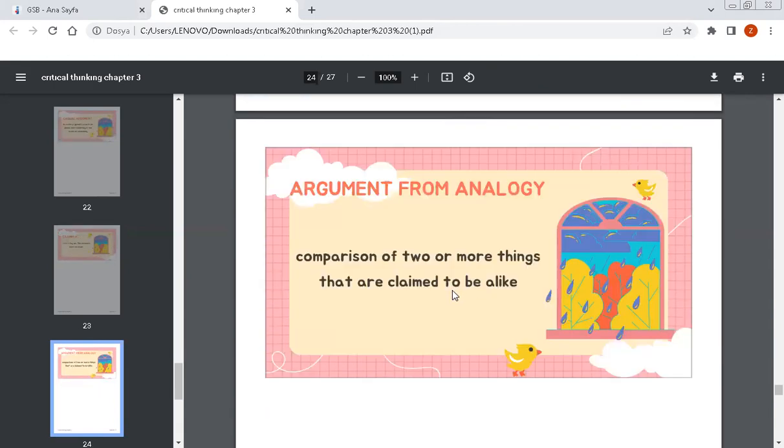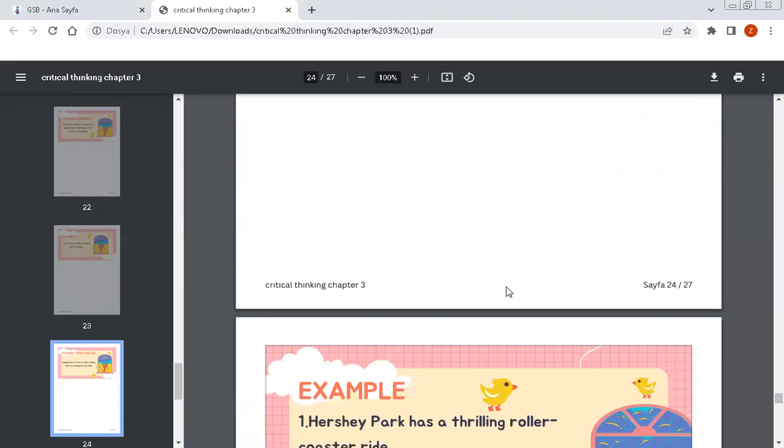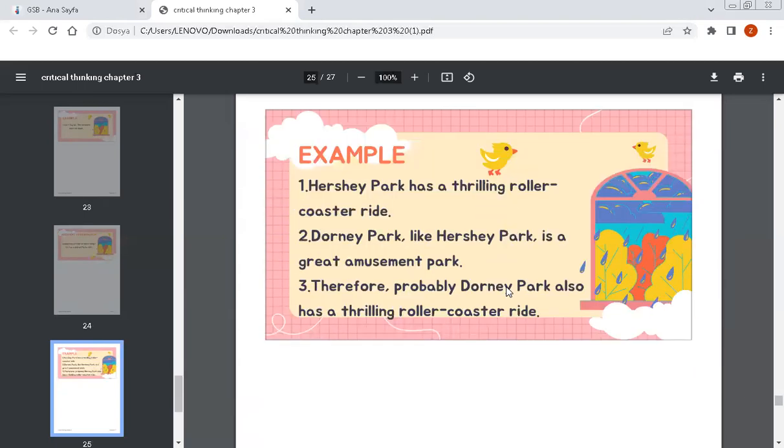And there is argument from analogy, a comparison of two or more things that are claimed to be alike. For example, Hershey Park has a thrilling roller coaster ride. Dorney Park, like Hershey Park, is a great amusement park. Therefore, probably Dorney Park also has a thrilling roller coaster ride.